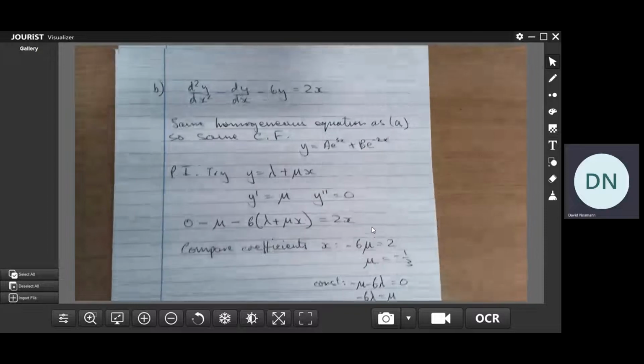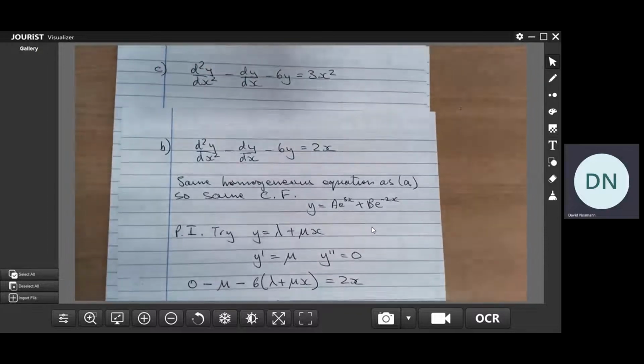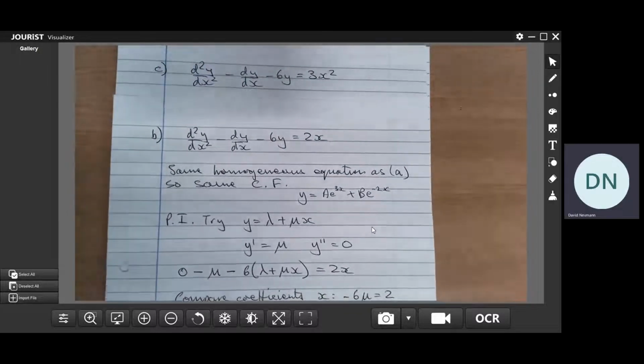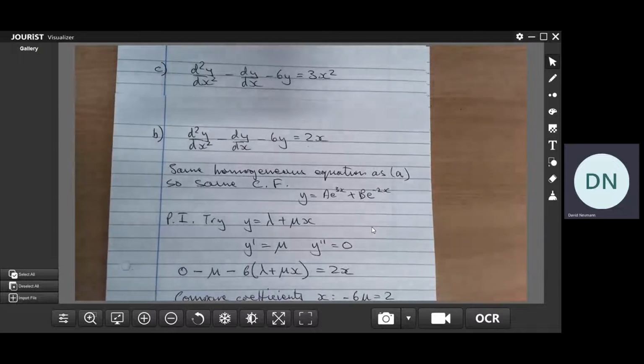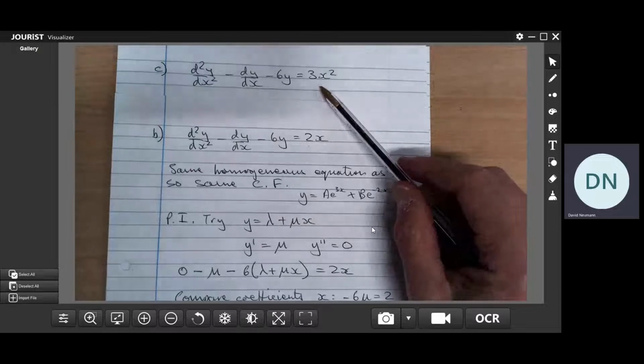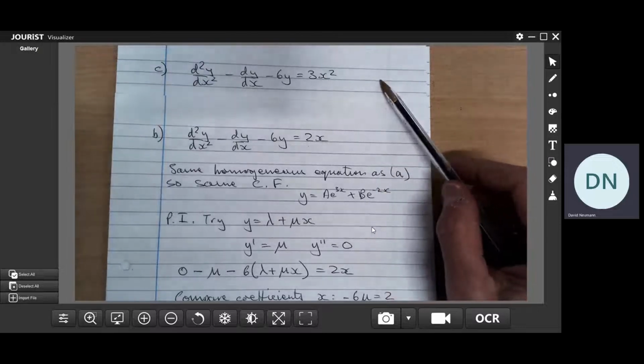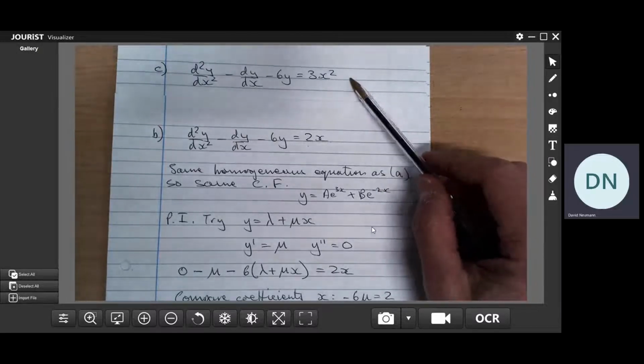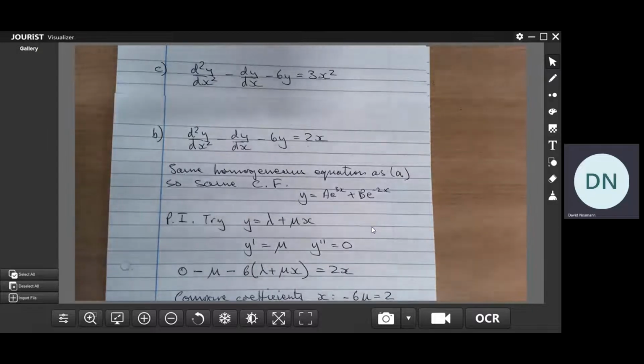Let's have a look at example C now. Example C, we're going one step further. We've now got a quadratic on the right-hand side, and we've just got 3x squared. We would follow the same process if we had a full quadratic, so 3x squared minus 5x plus 7 or something of that nature.